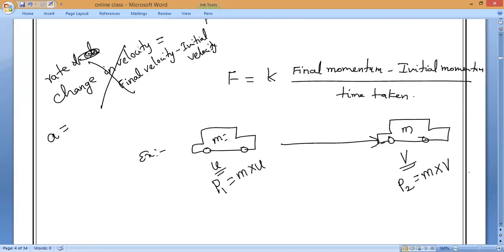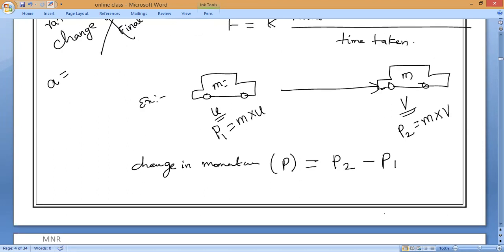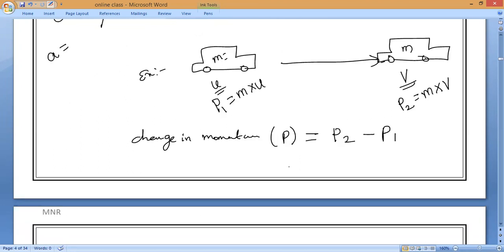Now, change in momentum means you will take what you have written as the formula. Change in momentum, you should tell me the formula. Change in momentum is final momentum P2 minus initial momentum P1. Can I write it or not? Right or wrong? Everybody should say. Yes, sir.